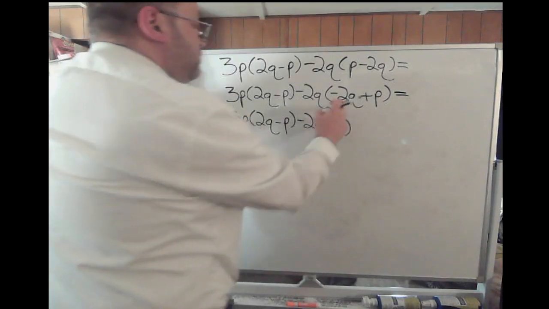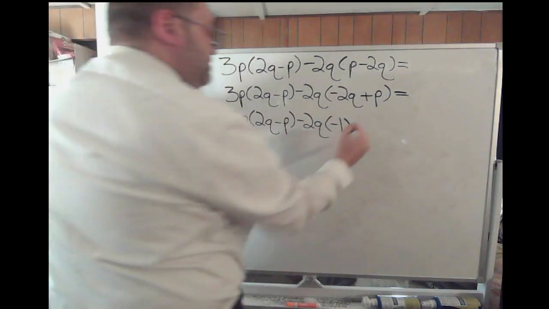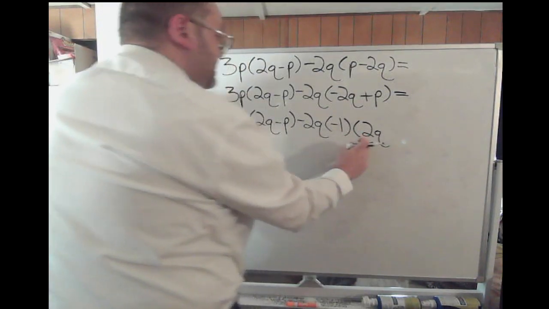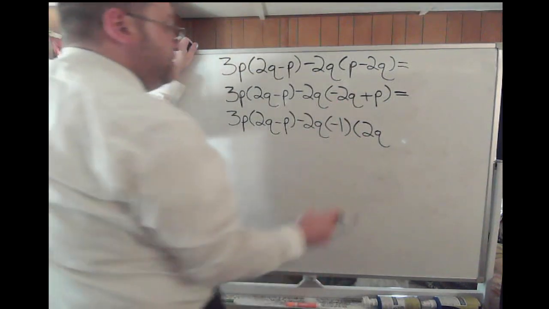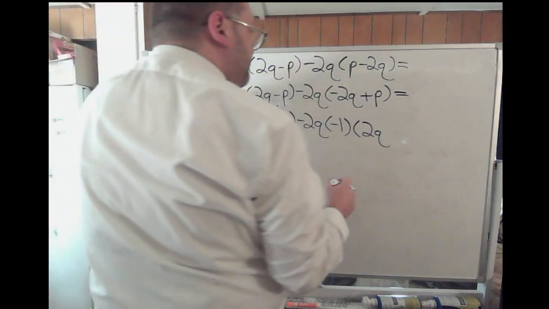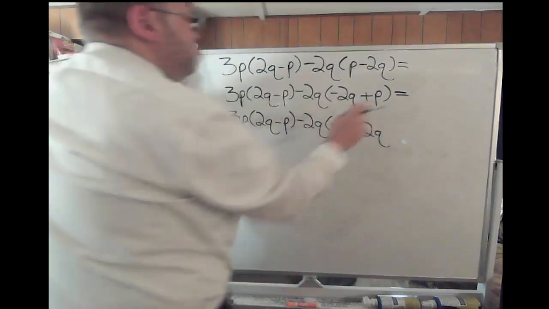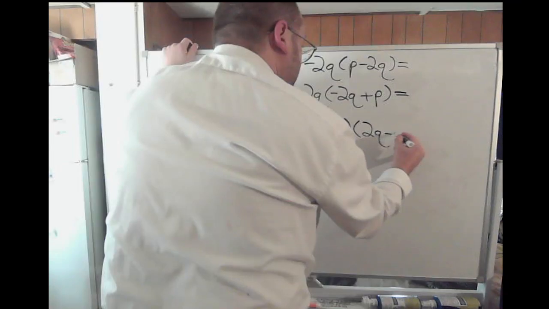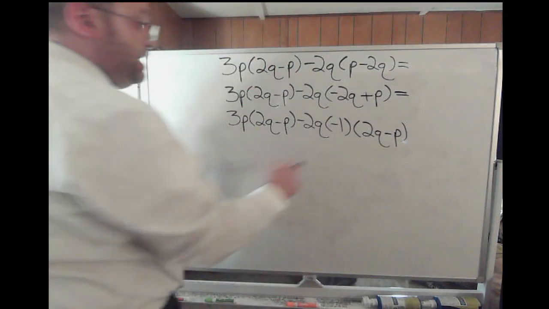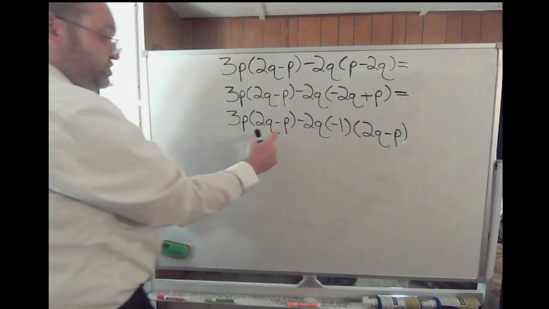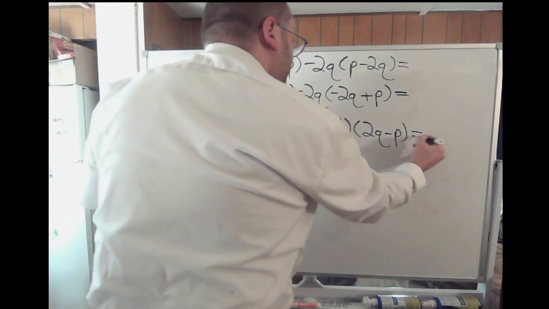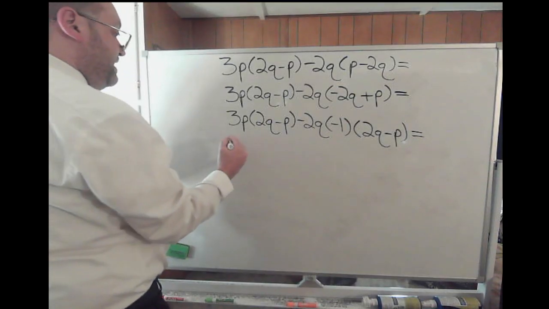Negative 1 times what equals negative 2q? That'd be positive 2q. Because negative 1 times 2q is negative 2q. Plus negative 1 times what equals negative p? Sorry, negative 1 times what equals positive p? That'd be negative p. So now all of a sudden that we factored out the negative 1, you have two terms with the same factors. But let's simplify this just a tad further before we factor.